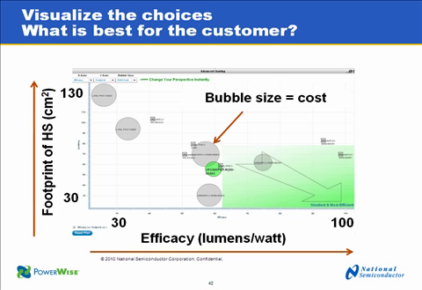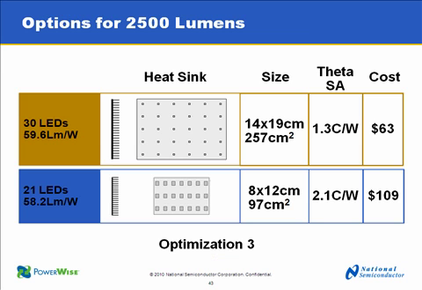Additionally here, the bubble size is the cost, and so you've got a wide variety of costs here. The squares here are LEDs that we don't actually have costs on. Let's take a look at a couple of different options for 2500 lumens. In the top, we have one where we have 30 LEDs, and the efficacy is about 59.6 lumens per watt. It requires a relatively large heat sink of 257 square centimeters, and the cost is $63.